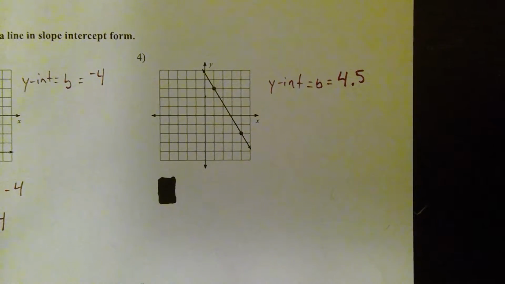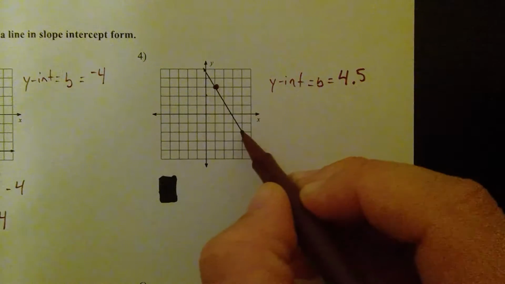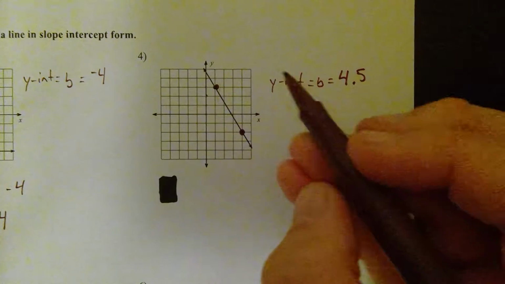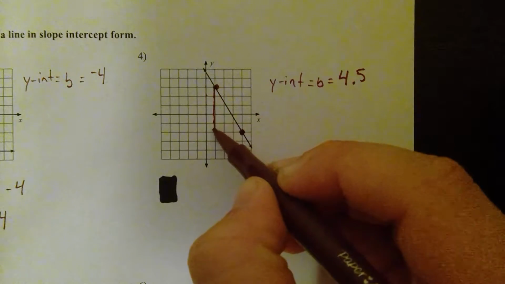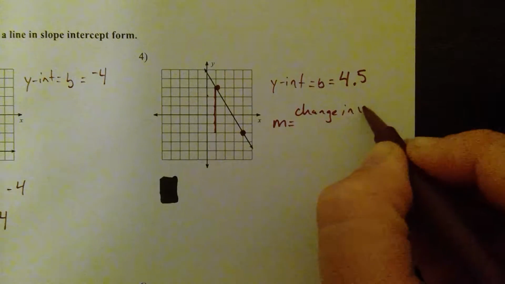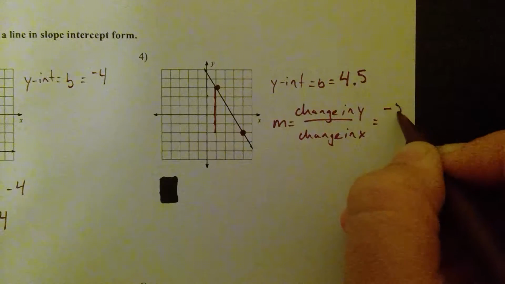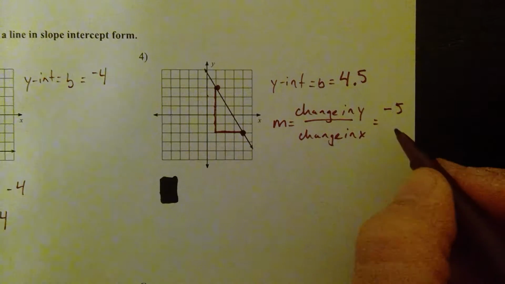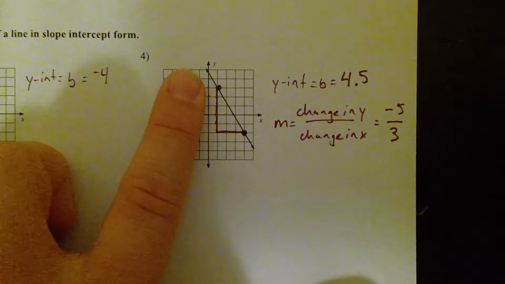All right, and then let's go ahead and look at these 2 points. Now, something that we talked about last week was slope triangles. So I'm going to make a right triangle with the line. So I'm going to go down 1, 2, 3, 4, 5. So my change in y is negative 5 because I went down 5. And then in x, 1, 2, 3 to the right. So that's positive 3. Okay, so we crossed the y-axis at 4.5.